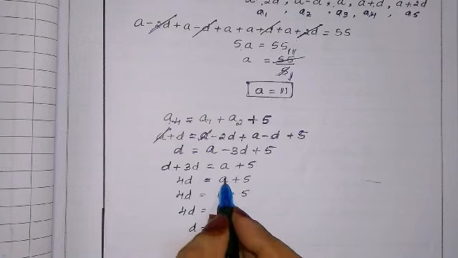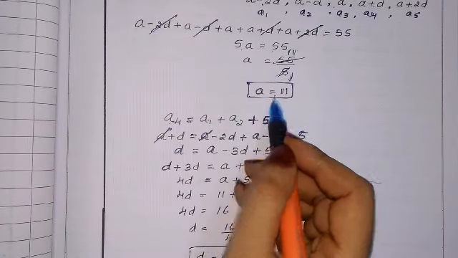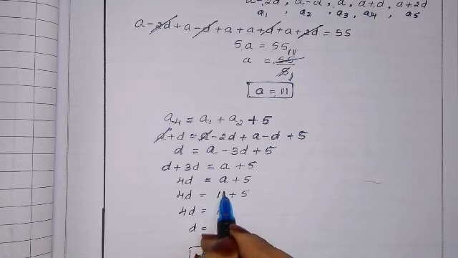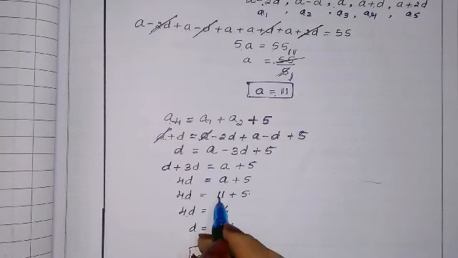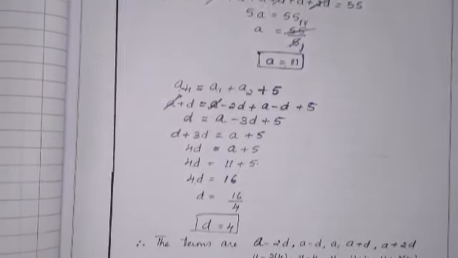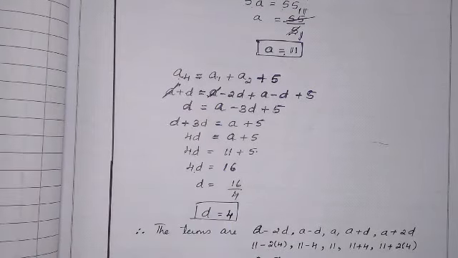4D is equal to the A value we have got here, 11. So in place of A, what do we have to substitute? 11 plus 5. 4D is equal to 11 plus 5, which is nothing but 16. D is equal to 16 by 4. D is equal to 4.